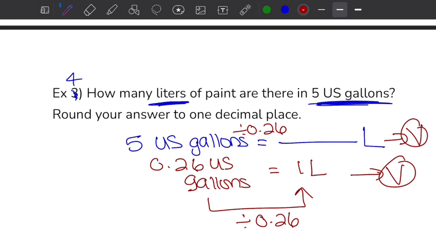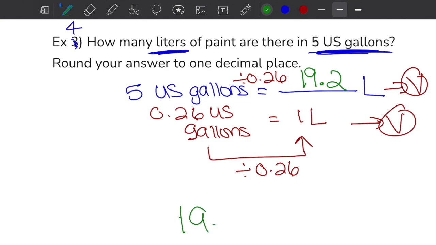So we'll just go 5 divided by 0.26, and that gives us 19.2. And that's after we round. So the final answer is 19.2 liters. Okay?